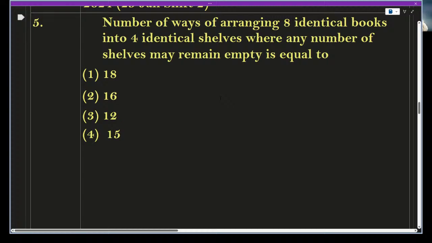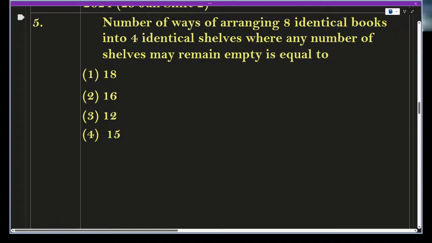Eight identical books and 4 identical shelves. Again, arrangement among shelves cannot be done. Arrangement among books also cannot be done. So this can be done just by counting. Maybe only one shelf is filled, others are not. Maybe 2 only, maybe 3 only, and then maybe all 4. So go one by one.